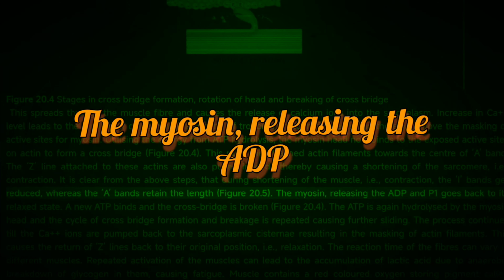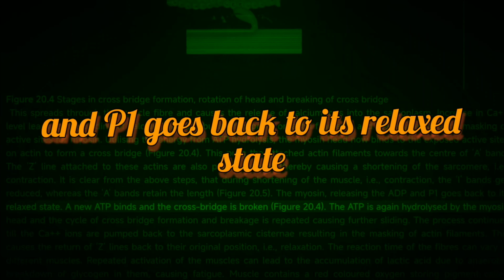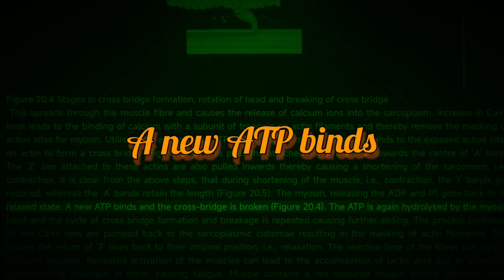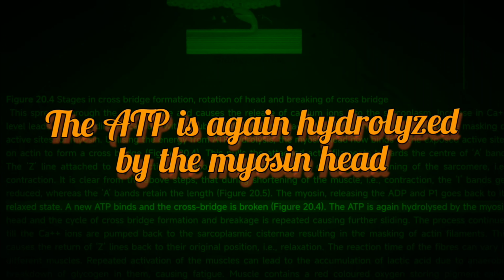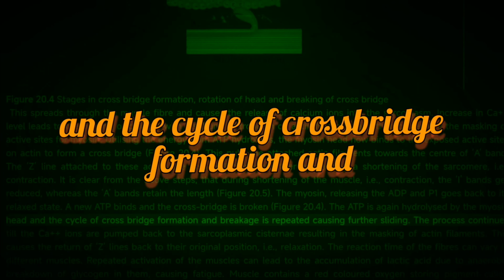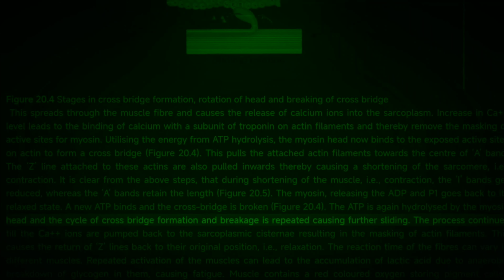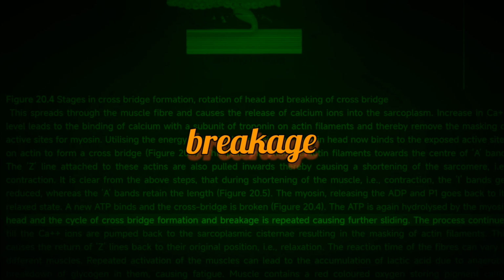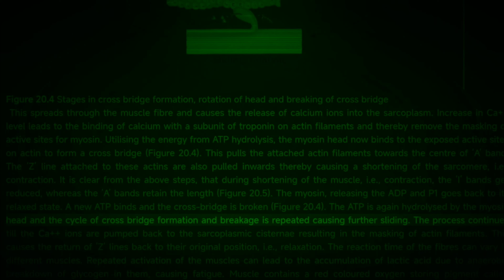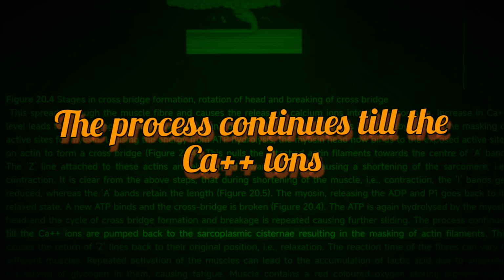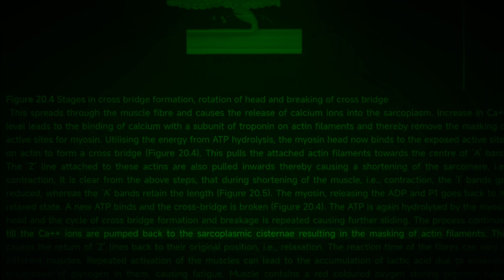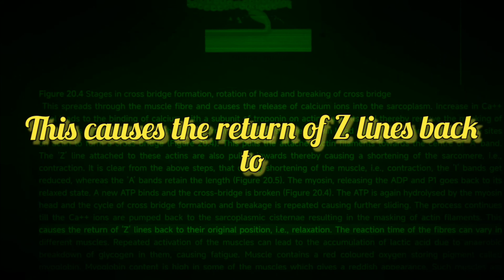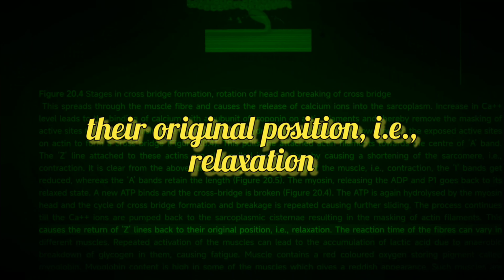The myosin, releasing the ADP and Pi, goes back to its relaxed state. A new ATP binds and the cross-bridge is broken, figure 20.4. The ATP is again hydrolyzed by the myosin head, and the cycle of cross-bridge formation and breakage is repeated, causing further sliding. The process continues till the Ca++ ions are pumped back to the sarcoplasmic cisternae, resulting in the masking of actin filaments. This causes the return of Z lines back to their original position, i.e., relaxation.